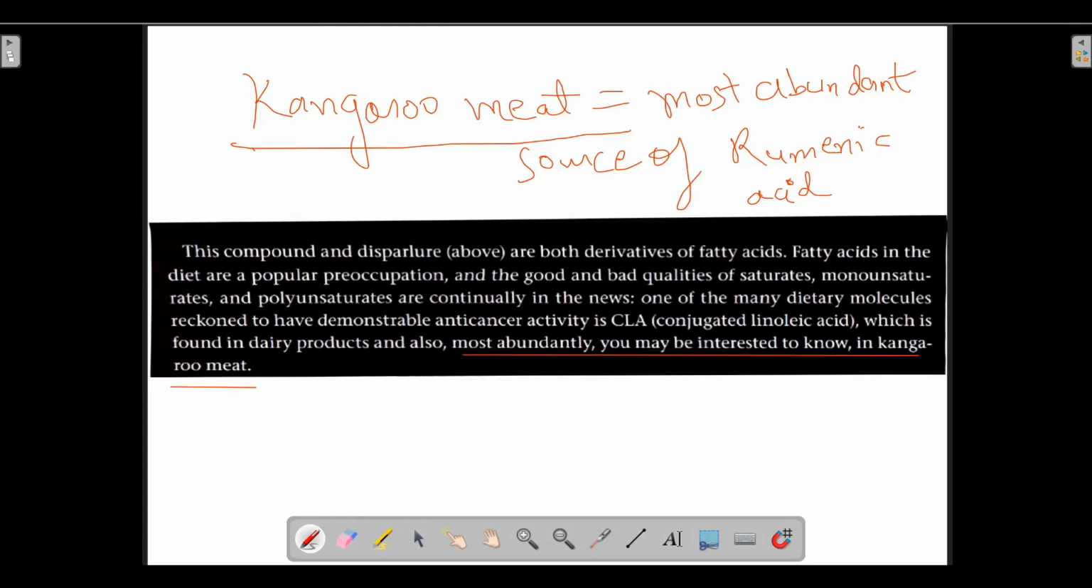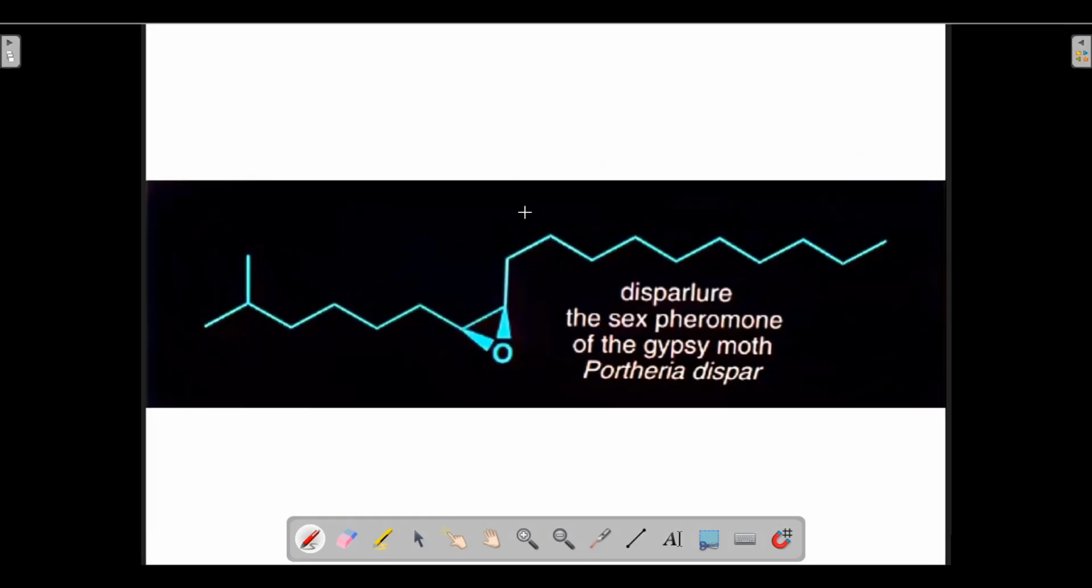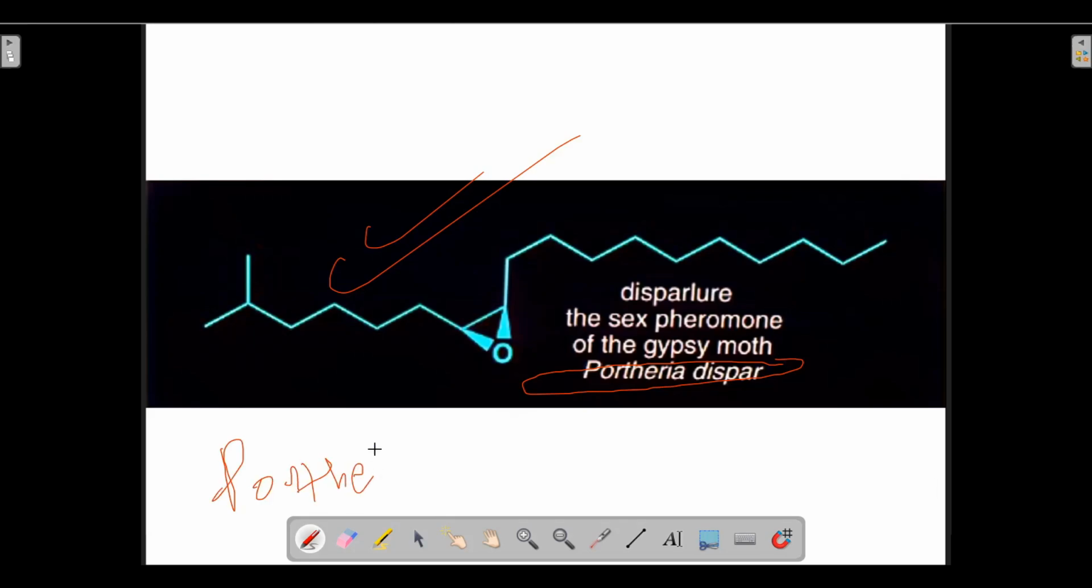So you must have a look at the structures. Okay, this is the structure of disparlure. Now in the book this particular thing is given wrongly. In the book it is written Portheria dispar, but it is not Portheria, it is Porthetria dispar. Porthetria dispar is the correct name, and it is the name for gypsy moth.